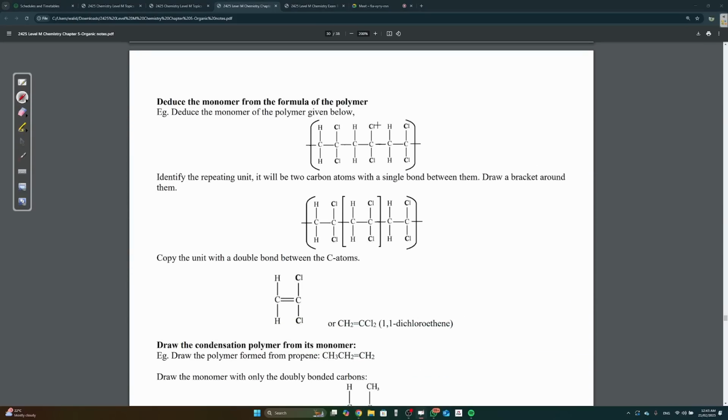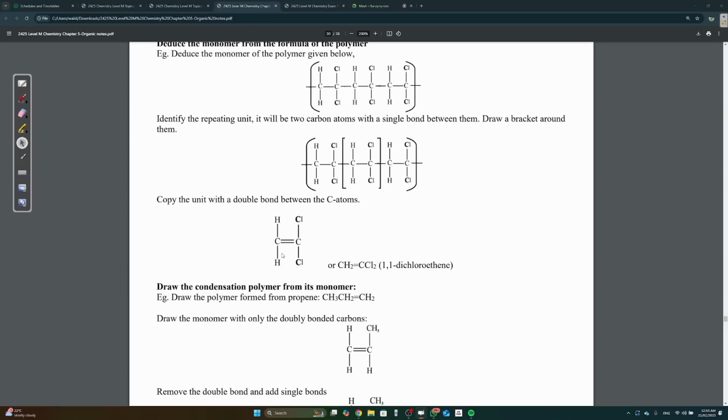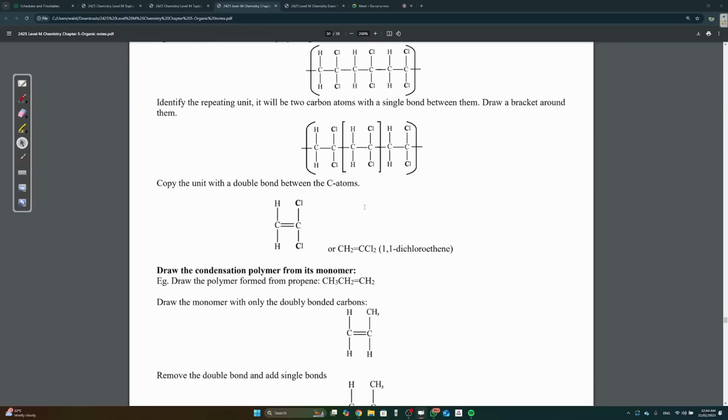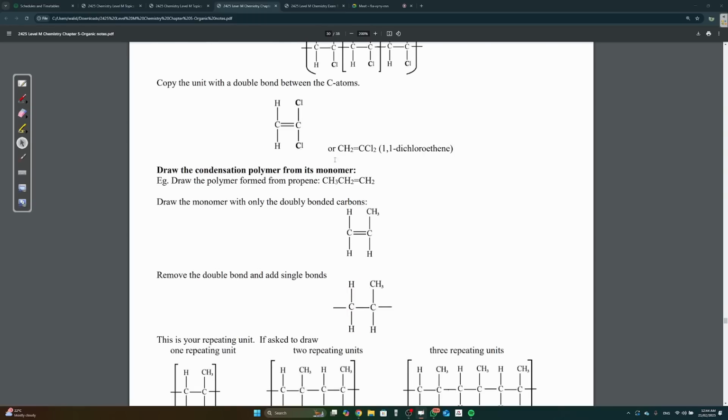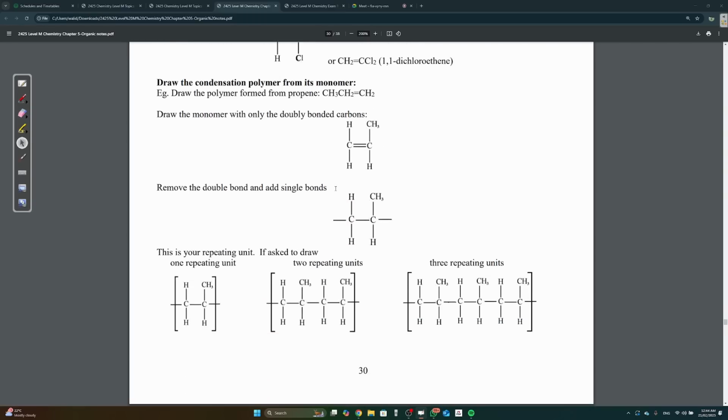Okay, we have this polymer. Let's take a look over here. What's being repeated? I think you can see this is being repeated, right? So you just take it out and create a double bond, right? So we identify first the monomer as the repeating unit, take it out, put a double bond between it. Draw the polymer from propene, whatever.